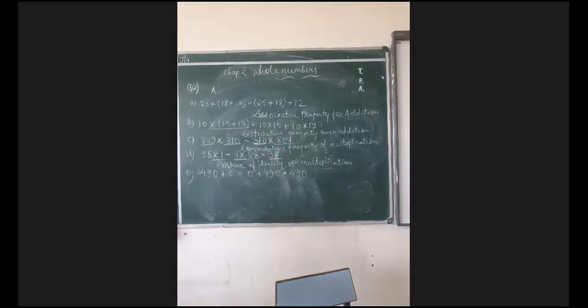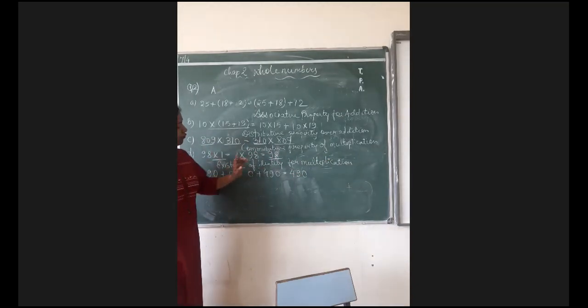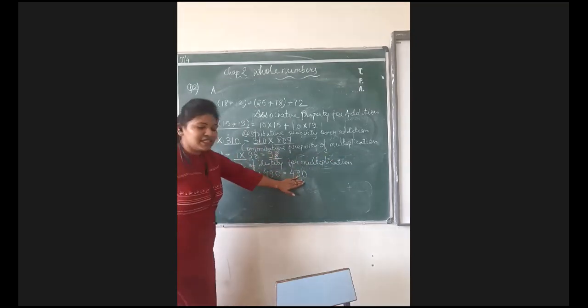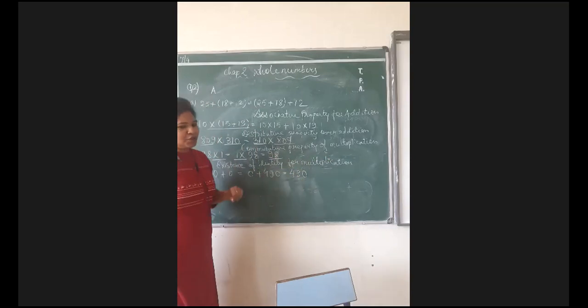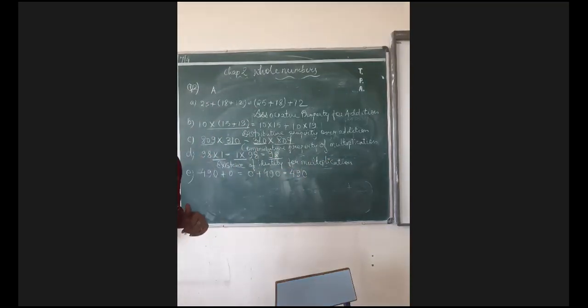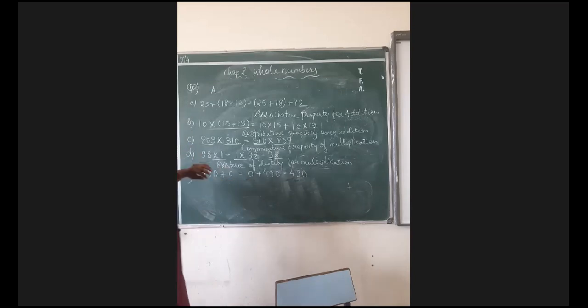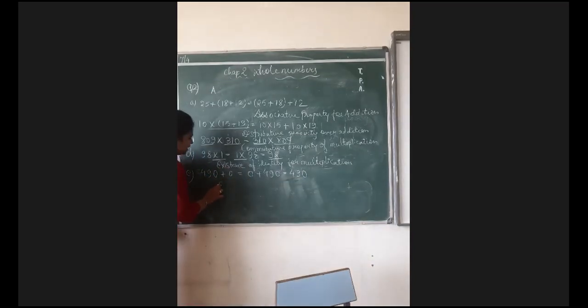Now, same thing, the last question. 0 is added to 490. Now, 490 is added to 0. The answer is exactly the same. And if you remember, I taught you in the last class that 0 is a magical number. If you add 0 to any number, the answer will remain that particular number only. So here, this property is again that identity element.